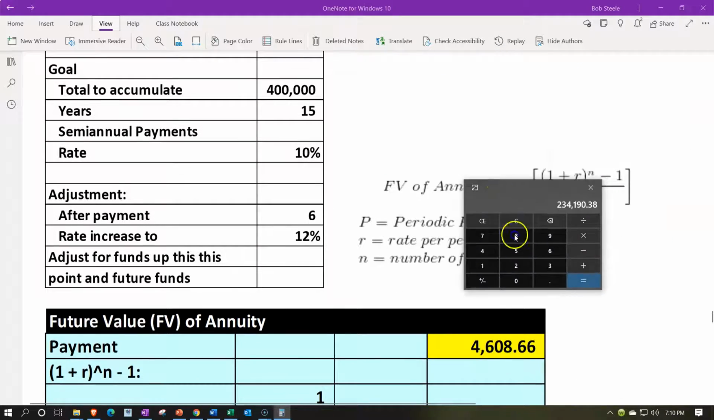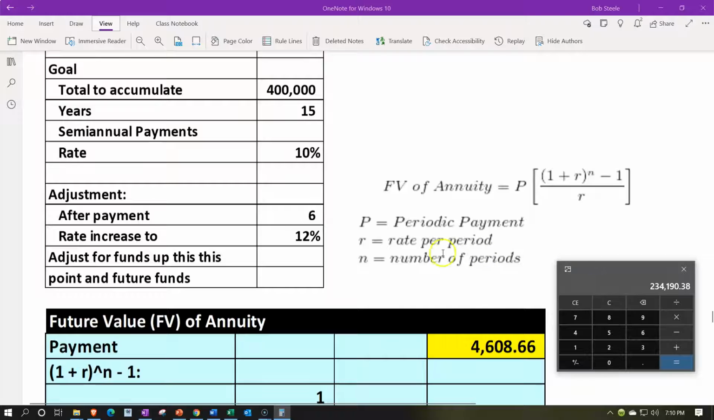So let's do that a couple different ways. It's a similar calculation to what we started with, because this is similar to our original goal, where we wanted to get to the 400,000 in 15 periods at the 10%, looking for the payment.